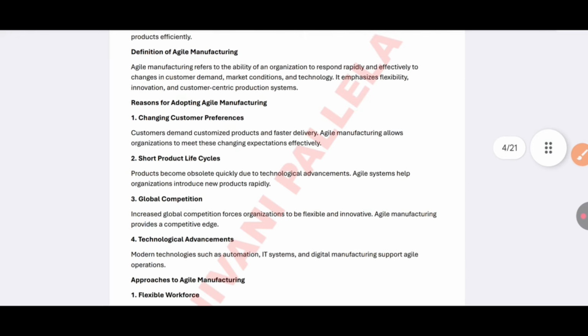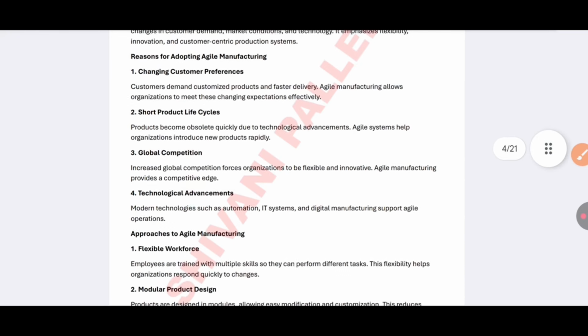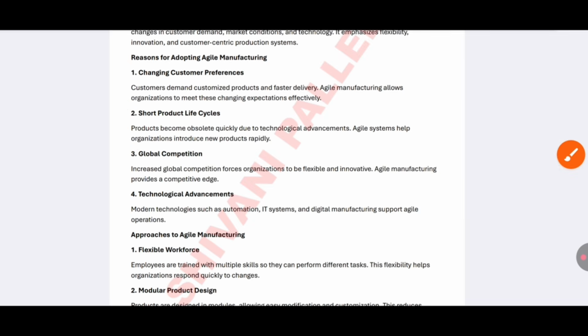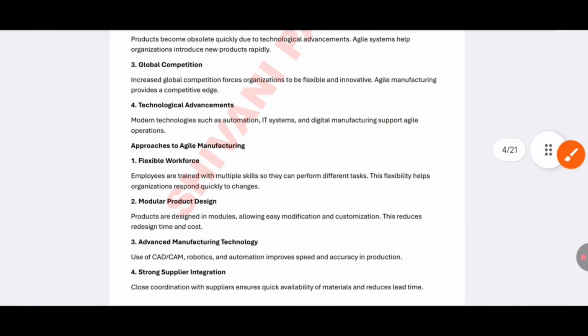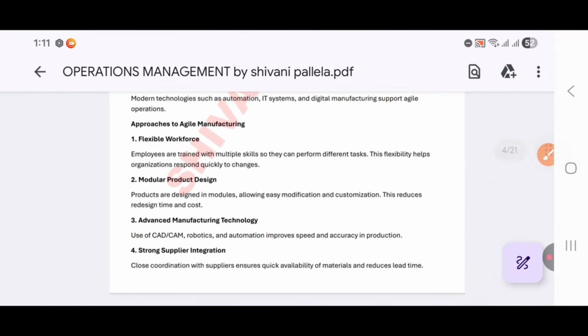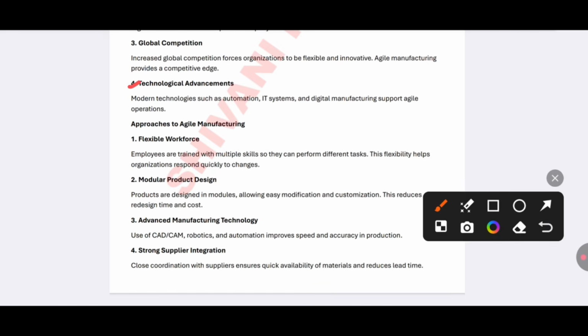So what are the reasons for adopting agile manufacturing? First one, change in customer preferences. For that case we need to use agile manufacturing. Next one, short product life cycles, since technology and advancement keep changing. Next one, global competition. As global competition is increasing, agile manufacturing provides the competitive edge. Next, technology advancement also: AI has come, IT has come, like that.